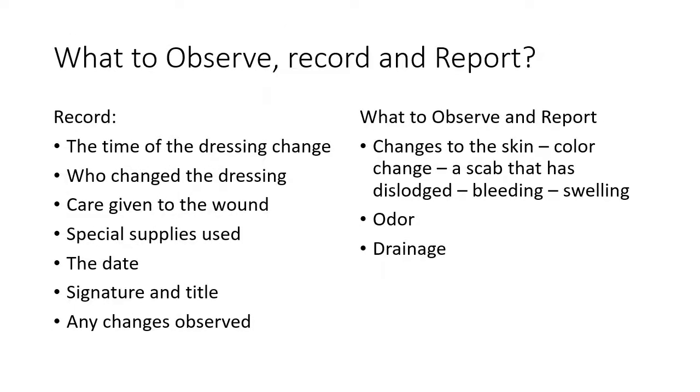So let's go over what to observe, record, and report. You have to record the time of the dressing change, who changed the dressing, what care was given to the wound, special supplies used, the date, signature and title, and any changes observed. Now, what to observe and report? Changes to the skin, color change, a scab that has dislodged, bleeding or swelling. You have to observe and report odor or if there is drainage.